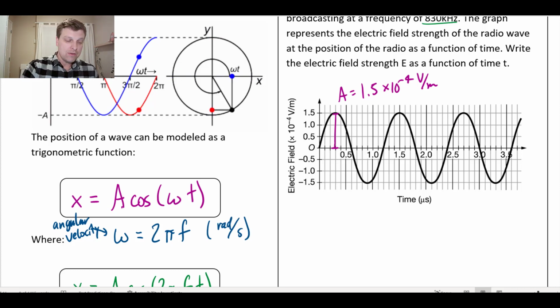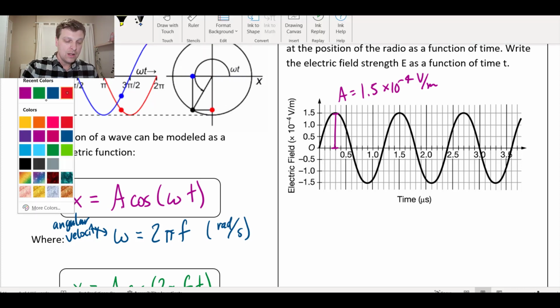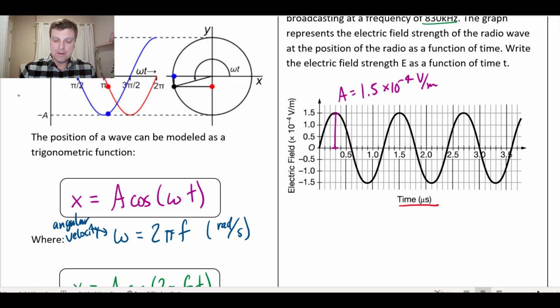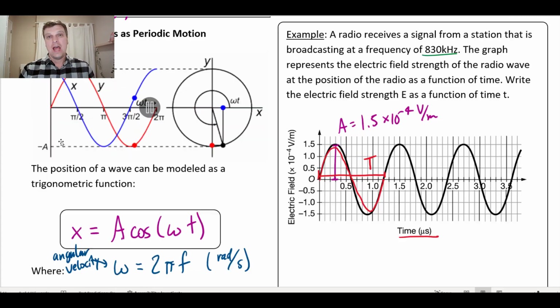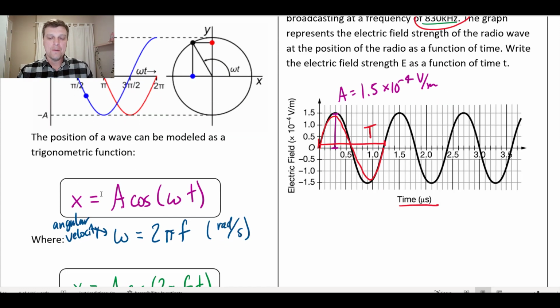I could also, if I needed to, pull off of here. This is a measure of time in microseconds, so I could figure out how long it takes to go all the way up, all the way down, and all the way back to 0, and that would give me the period. As it happens, I already have the frequency, so I don't need to use the graph to find the period. I could find it with that.